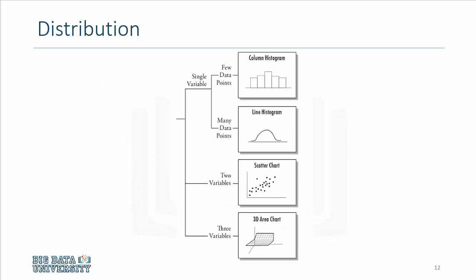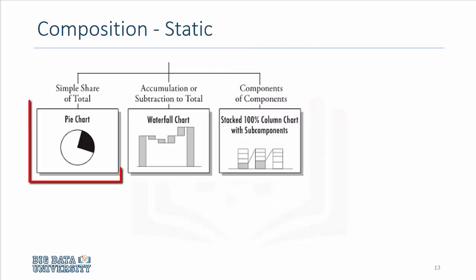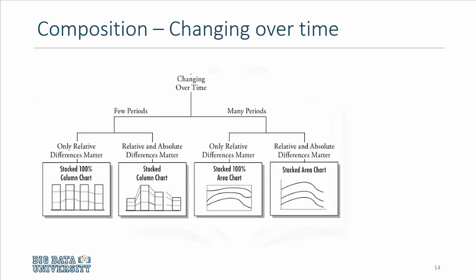If you're interested in depicting the distribution of the data set, you can use the histogram, which could be a bar chart type of histogram or a line histogram, and the distribution could also be shown through scatter plots. If you would like to show the composition, and if it's a static data, you can use pie charts. If you're showing the composition that changes over time, for few periods you can use stacked columns, and if you have several periods, you can use the stacked area charts.